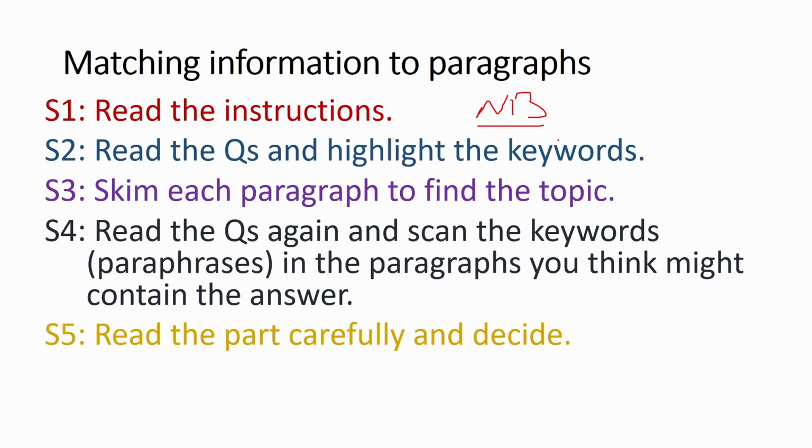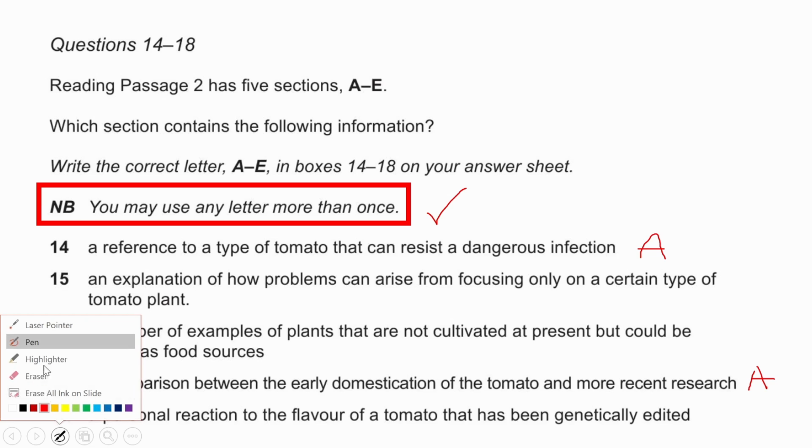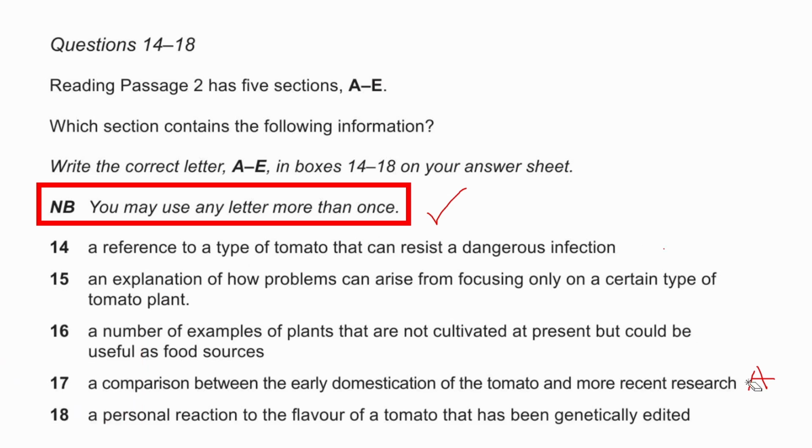So let's begin with the questions. Here we have NB, nota bene, attention. You may use any letter more than once. So it means, for example, for question 14, you can say A, and also for question 17, you can use the same letter. That's why it's important to read and make sure we can do this or not. So step 2, we read the questions quickly and highlight the keywords.